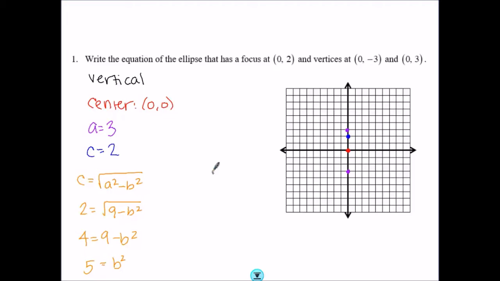So, when we plug this back into the equation, we know that our center is (0, 0). So we know that we have x squared and y squared as our numerators. Since it's a vertical ellipse, we know that a squared needs to be the denominator of the y fraction, and b squared should be the denominator of the x fraction. And that is our equation.